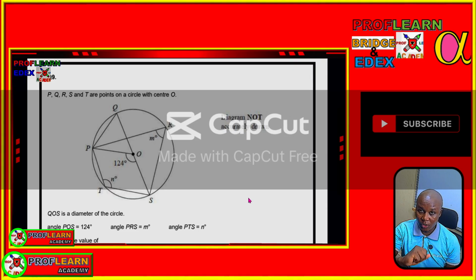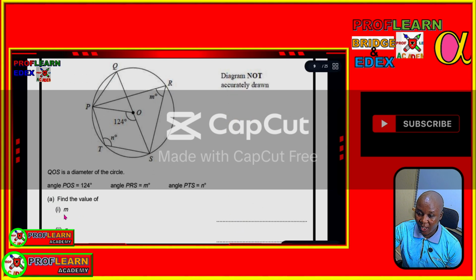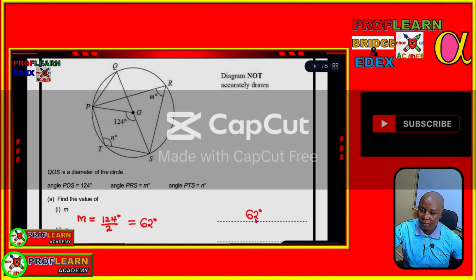Something that you need to remember here is that M is the angle on the circumference, and 124 is the angle subtended at the center. So in order to find the value of M here, we say M is 124 divided by 2, which translates to 62 degrees. Yeah, 124 divided by 2 gives us 62 degrees. And in this case, we need to write it there.